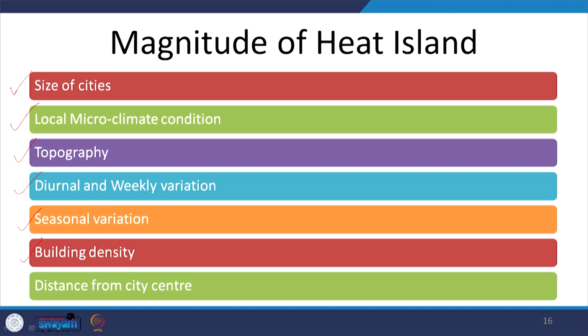Then the building density, how dense the city is. The smaller cities could also be very dense, and then the distance from city center. So, within a city there would be variation in the magnitude of heat island depending upon which is the denser part of the city, and as we move away it may vary.